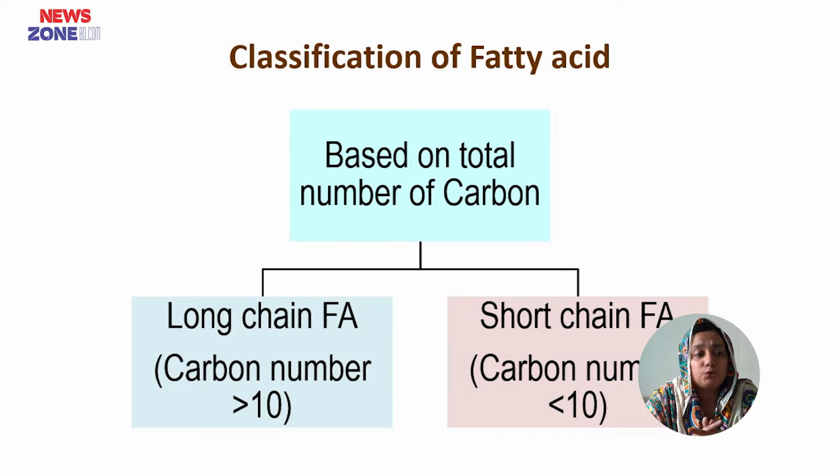One is based on the total number of carbons. On the basis of total number of carbons, fatty acids can be classified into two groups: long chain fatty acid and short chain fatty acid. When the carbon number is greater than 10 in the aliphatic hydrocarbon chain, it is known as long chain fatty acid, and when the carbon number is less than 10 in the aliphatic hydrocarbon chain, it is known as short chain fatty acid.